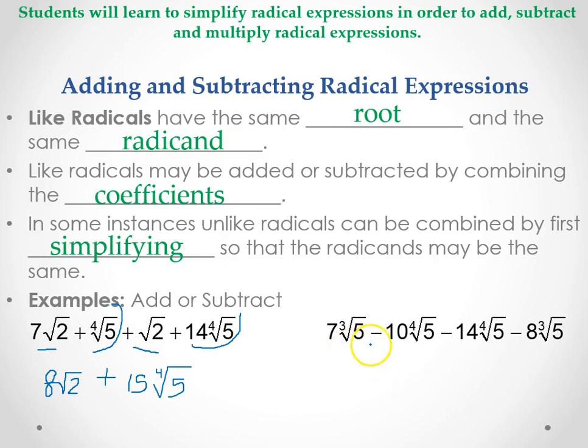Over here, cube roots of 5 go together, so that's 7 minus 8, which is a negative 1. You don't have to write the 1 if you want. I find that writing the 1 helps me make sure that it's not considered part of the radical. Then we've got a negative 10 fourth roots of 5 and a negative 14 fourth roots of 5, which is a negative 24 fourth roots of 5.